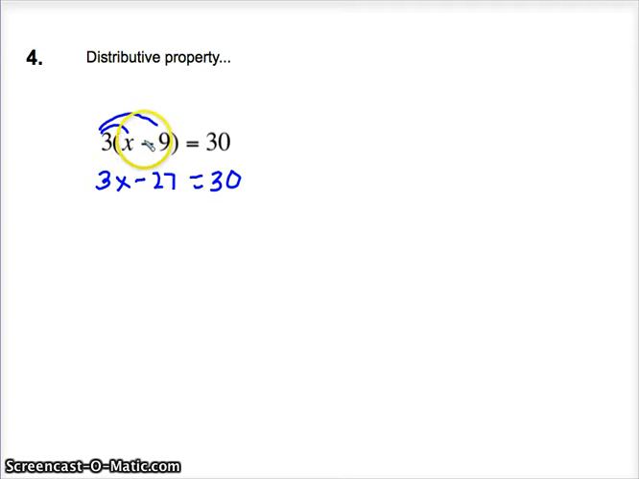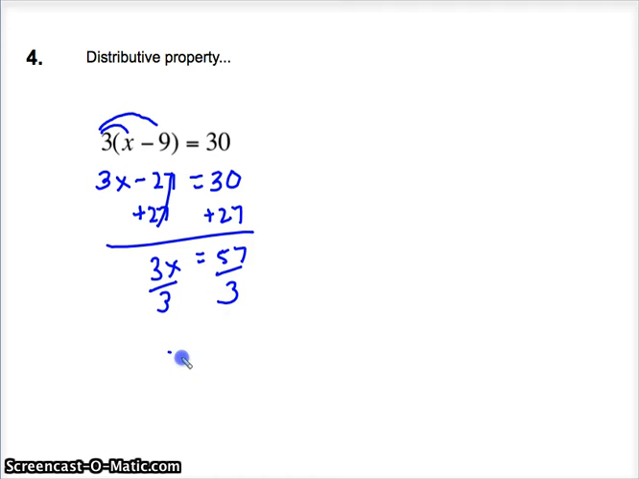Now, don't worry about working with just one side of the equation because I didn't change the value on this side of the equation. I just simplified, so no values were changed. Now, I can get into my solving. I need to undo this subtraction by adding 27 to both sides. I complete my addition and I get 57 is equal to 3x. I'll divide both sides by 3 and x equals 19.